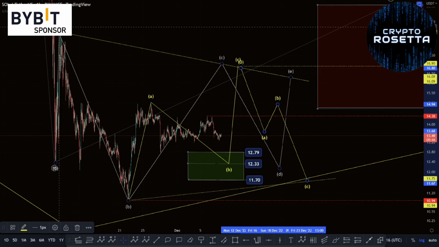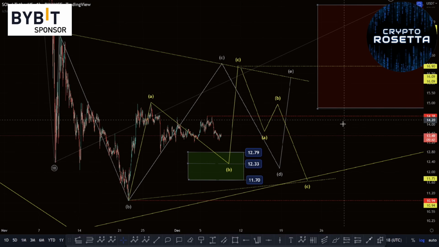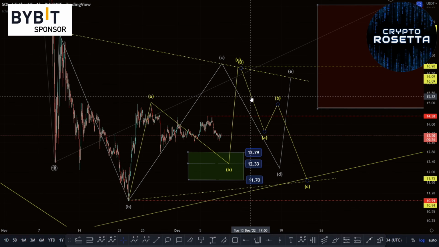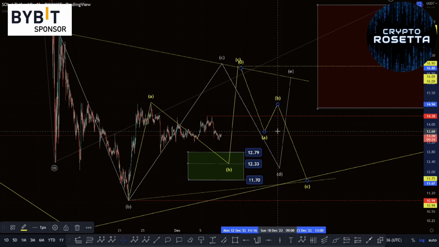If we move up towards this 1-to-1 area, 1690, and fail to carry on developing impulsively, it's possible that either we have a WXY here and it's going to look to break down, or we have a triangle and we're going to find support above this 1094 area. So that's just something to bear in mind with all of these other options that we're going over.